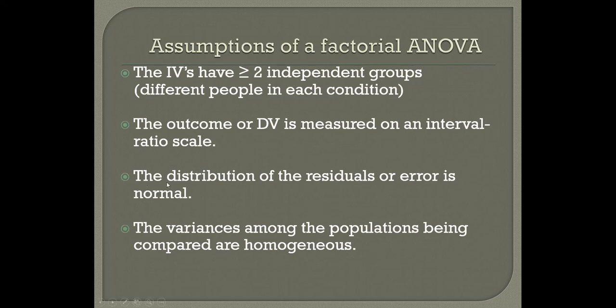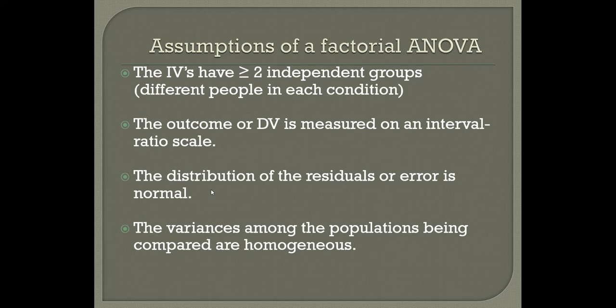The outcome, or the dependent variable, must be interval or ratio. As we discussed with the one-way ANOVA, the distribution of the residuals, the error terms, should be normally distributed. We also retain the homogeneity of variance assumption, which states that the variances of the groups that we're comparing, the cells in the design, are equal in the population and will be reasonably similar in our samples.